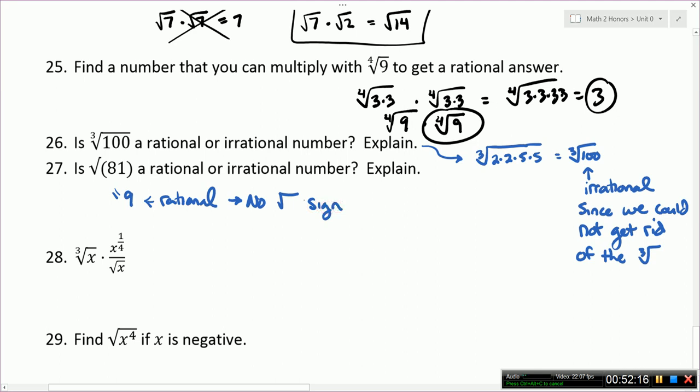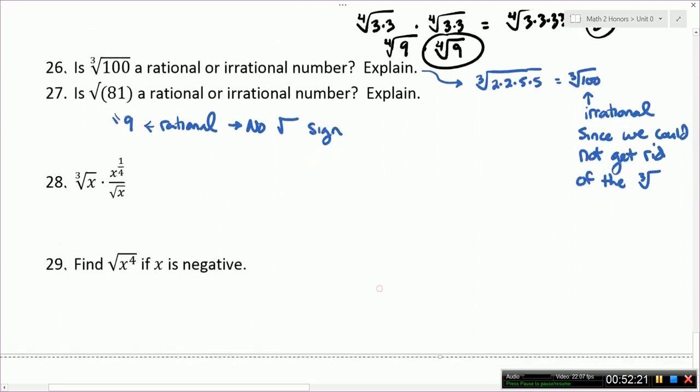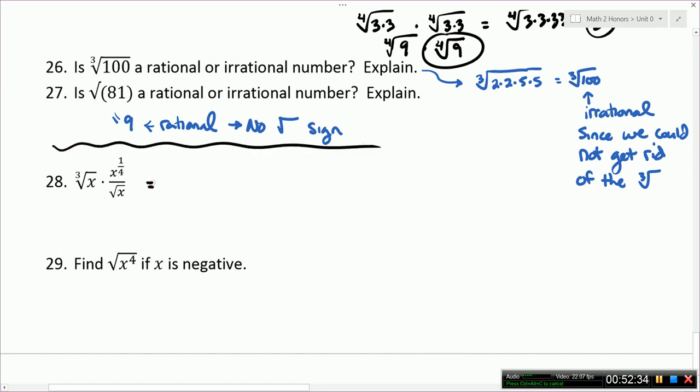Okay. Number 28. We got the cube root of x times x to the 1/4 over the square root of x. I'm wanting to simplify that. I'm going to change everything to fractional exponents. So cube root of x is x to the 1/3 power. We have an x to the 1/4 power here. And we have an x to the 1/2 power.